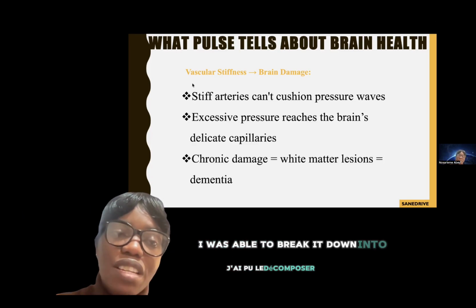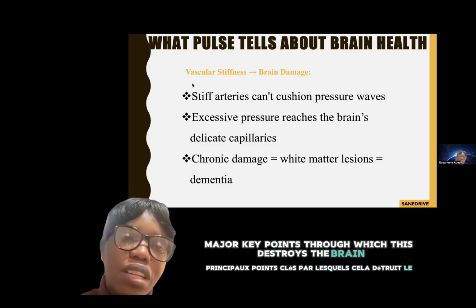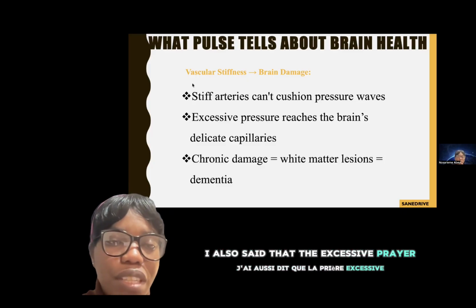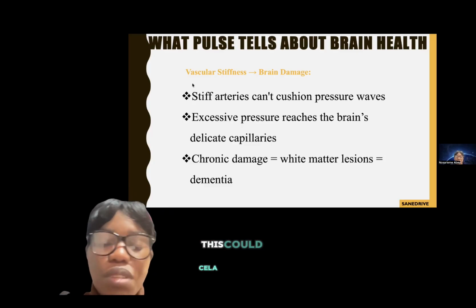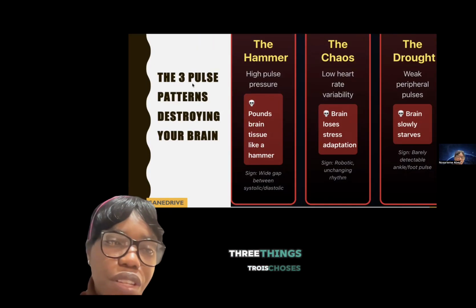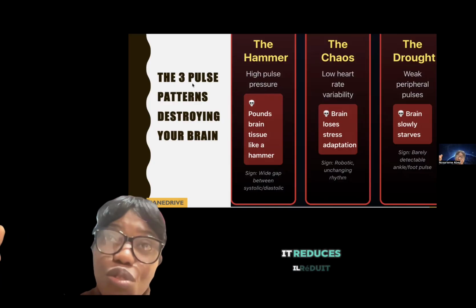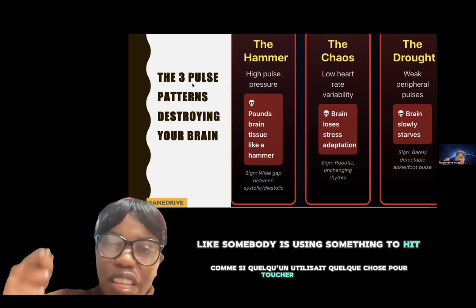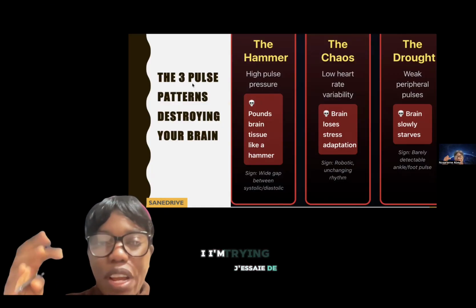I was able to break it down into three major key points through which this destroys the brain. I also say that the excessive pressure that reaches the brain is delicate for the capillaries, and over time, this could lead to chronic damage to the white matter. Now, these three major things, like the hammer, what I mean is that when that aggression that is coming from the heart reaches the brain, it looks like somebody is using something to hit the same spot over time. Now, over time, that thing will weaken. I'm trying to allow you to picture that.